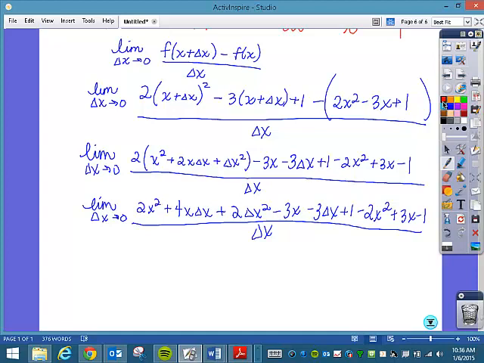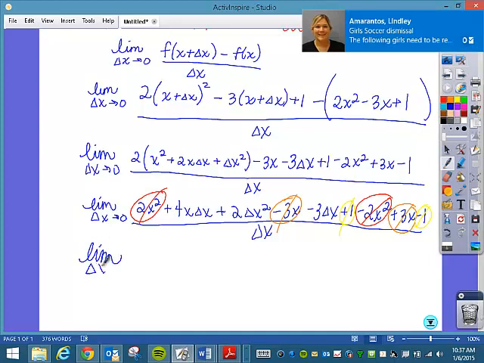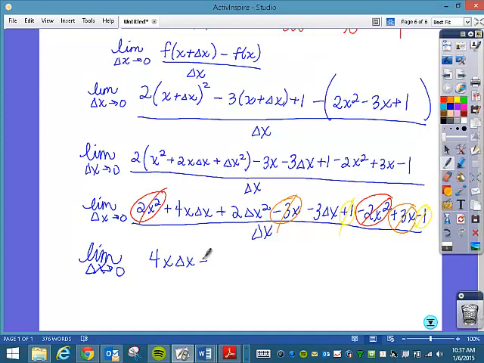Alright, I got some stuff that's going to cancel out. I have a positive 2x squared and a negative 2x squared. They're going to cancel. I have a negative 3x and a positive 3x. They're going to cancel. And I have a positive 1 and a negative 1. They're going to cancel. So I am left with the limit as delta x approaches 0 of 4x delta x plus 2 delta x squared minus 3 delta x over delta x.